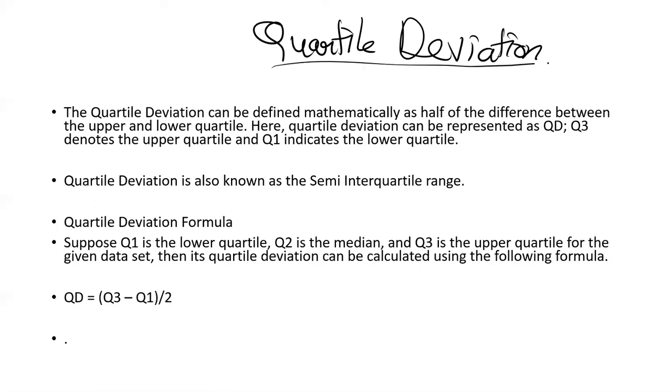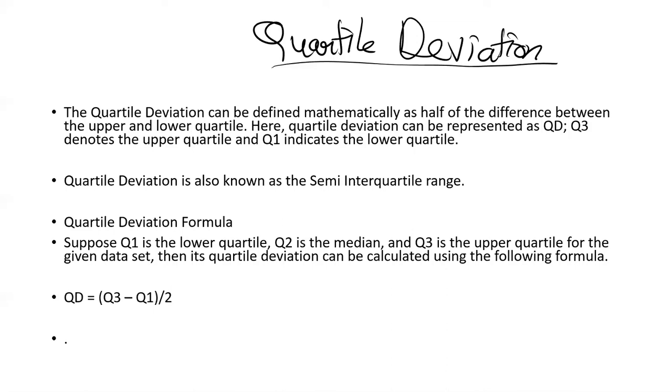Here we are discussing the quartile deviation. Mean deviation is over. Now we are discussing the quartile deviation. The quartile deviation can be defined mathematically as half of the difference between the upper and lower quartile. Here quartile deviation is represented by QD. Q3 denotes the upper quartile and Q1 denotes the lower quartile.